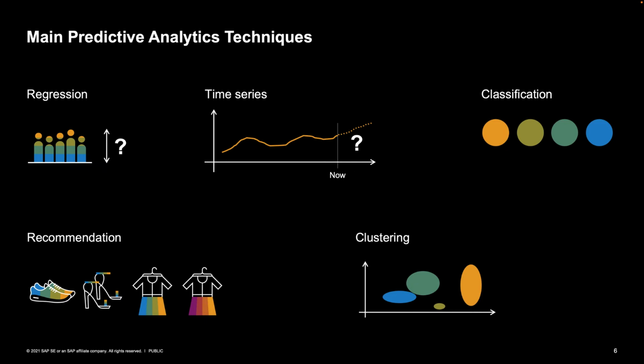Clustering is at the boundary of predictive analytics, as its purpose is to group entities that have common characteristics. Algorithms specifically designed for that are used, such as k-means or Kohonen self-organizing maps.